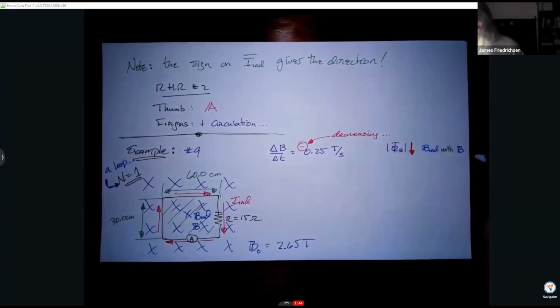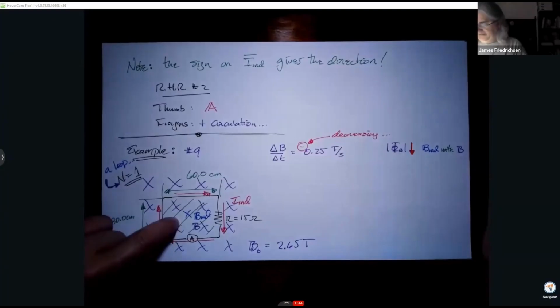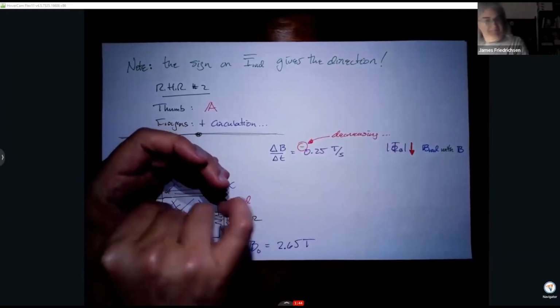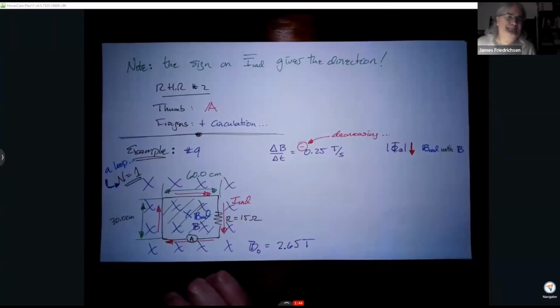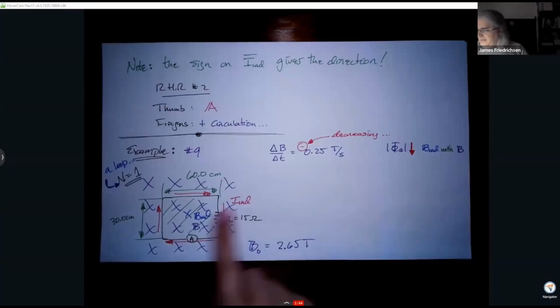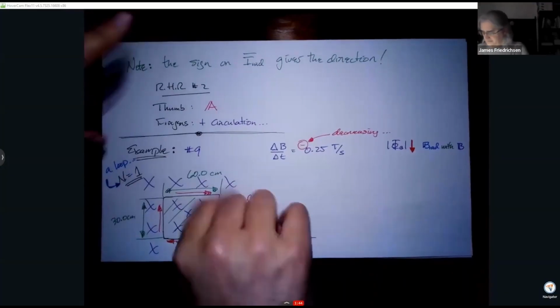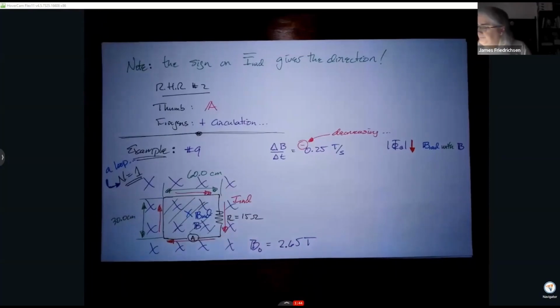Decreasing, this definitely goes down. We need to go with it. B is in, B induced is in. Okay. Definitely going to need a little more practice on this one. All right, so we got that our induced current is going to go clockwise.